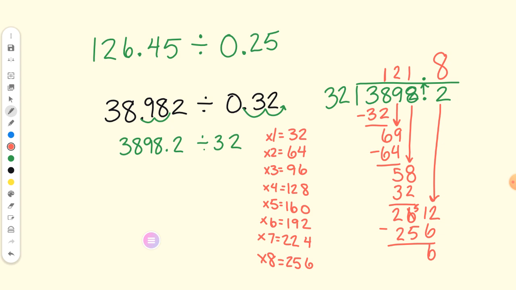Is my answer 121.8 remainder 6? No, it doesn't even make sense to say that. Abby? Yeah, I can add as many zeros, and again, I add them in the problem because I'm not changing the value of that problem. 3898.2 and 3898.20 are the same thing.